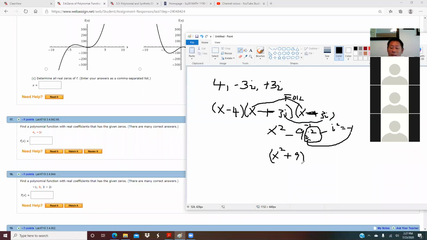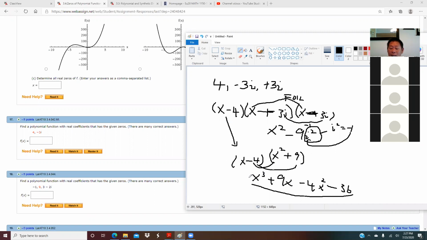And then what you need to do next is FOIL the x minus 4 one more time. So in this question you have to FOIL twice. X times x squared is x cubed. X times 9 is +9x. And then -4 times x squared is -4x squared. And then -4 times 9 is -36. So this is the answer for question number 17.